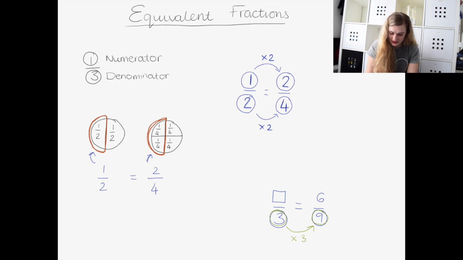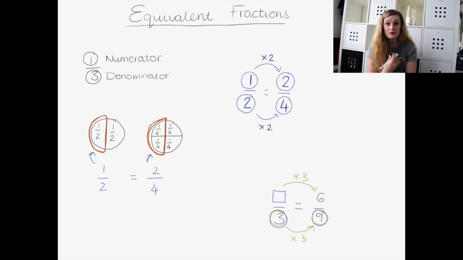So 3 times 3 equals 9. Now, as I said before, whatever happens to our denominator must happen to our numerators as well. So this top number, something needs to times by 3 to get to 6.